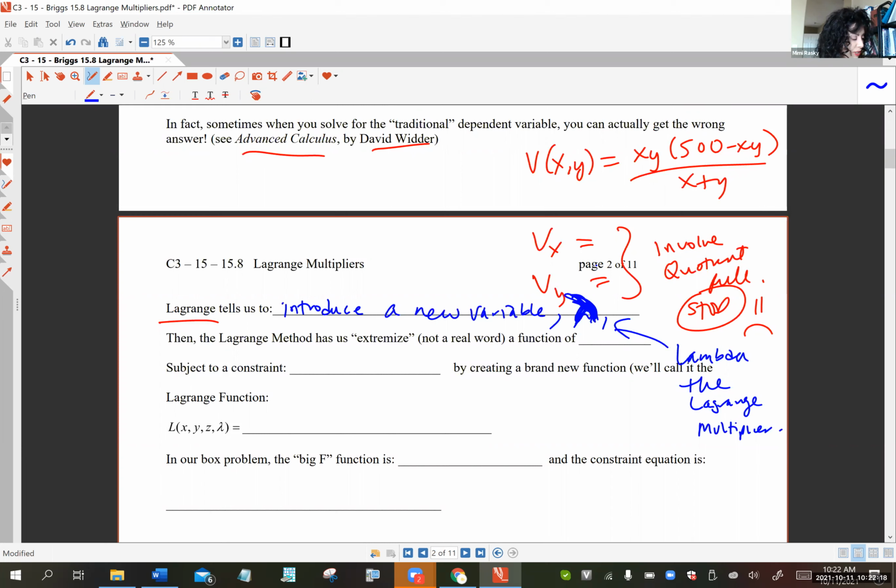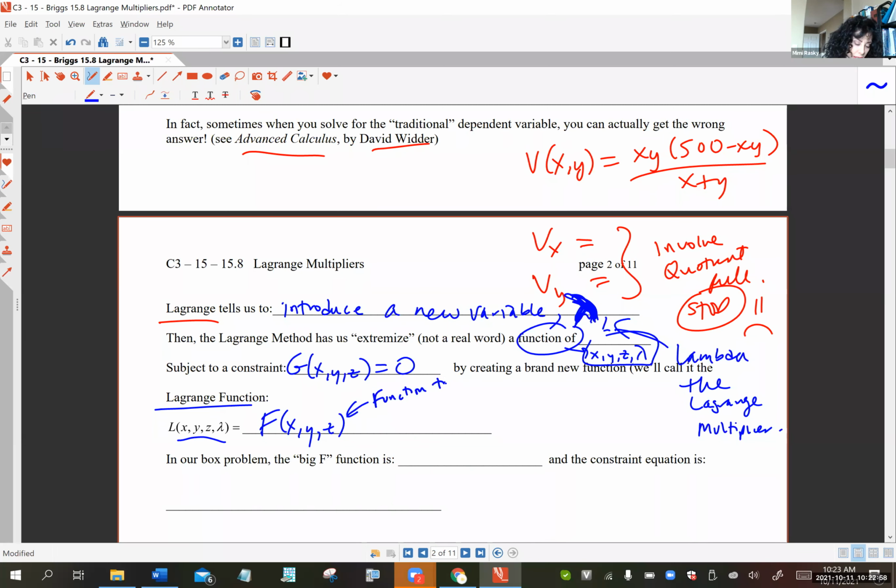So we're going to introduce this new variable, and what the Lagrange method is going to have us do is extremize a function of x, y, z, and lambda, all 4 variables, subject to this constraint, big G of x, y, z equals 0. So we're going to create a brand new function. I'm going to call it the Lagrange function. It's going to be a function of 4 variables, and it's going to be f of x, y, z, and this is the function that you're trying to optimize. In our case, it's going to be the volume.